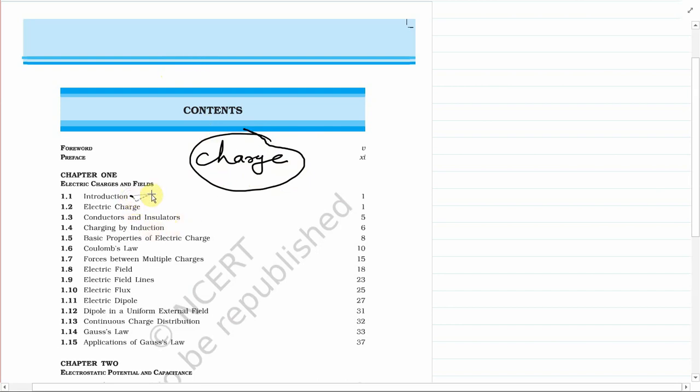Introduction means what is charge and how it is developed, and the materials which can exhibit this particular property known as charge. So the materials are divided into conductors and insulators. So all these basic properties of charge we study in the first chapter, that is Electric Charges and Fields. And this particular chapter and the coming chapter, the first and second, are known as electrostatics.